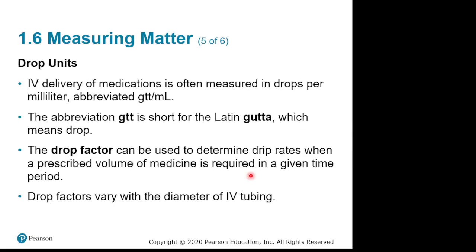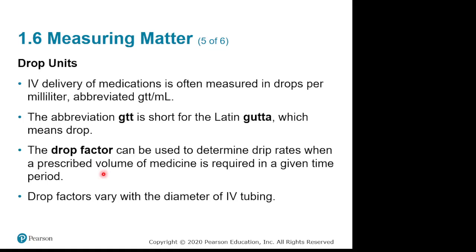So let's talk about drop units. Pharmaceuticals oftentimes use units in drops. Okay. Now, this is not exactly the same as drops as you probably are thinking right now. The IV delivery of medications is often going to be measured in drops per milliliter. And so that's going to be GTT per milliliter. And they'll literally drop it into the fluids that then deliver milliliters into you. Okay. The abbreviation is GTT because that's short for the Latin gutta, which is drop. So it's just Latin for drops. There's been some instruments that have started just saying drops here, which I'm actually for.